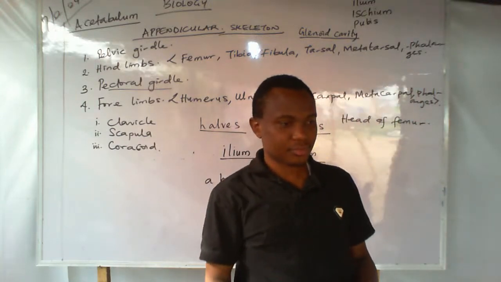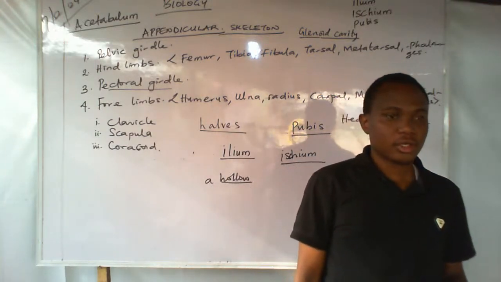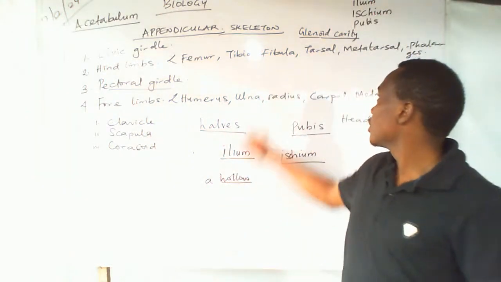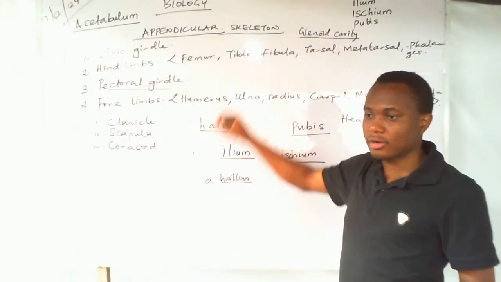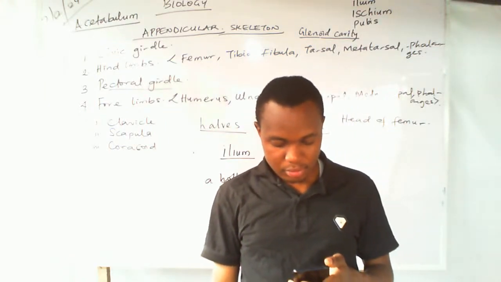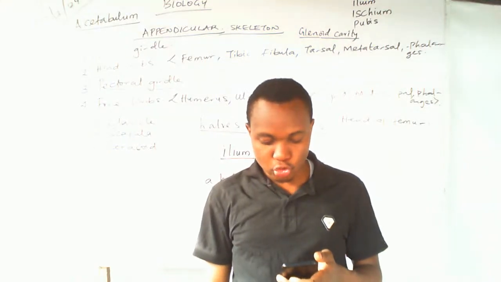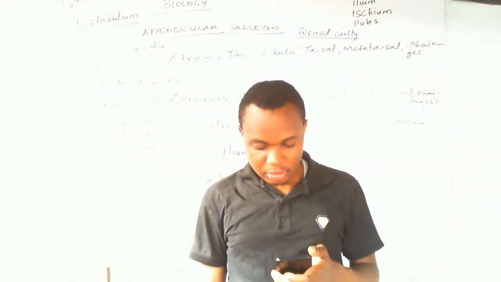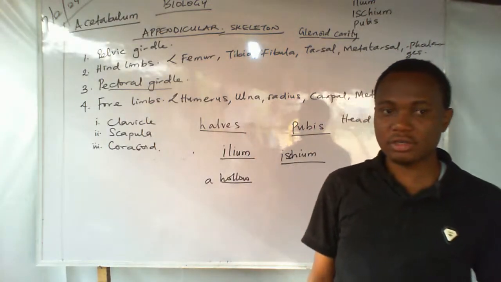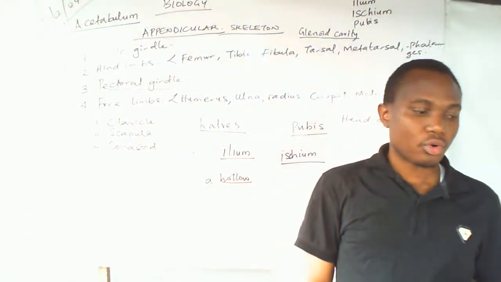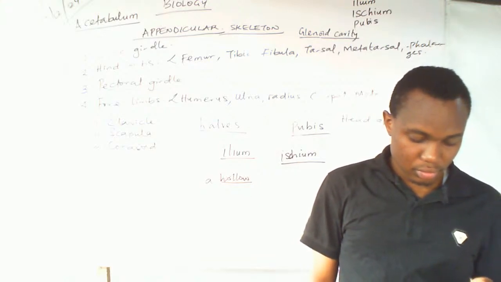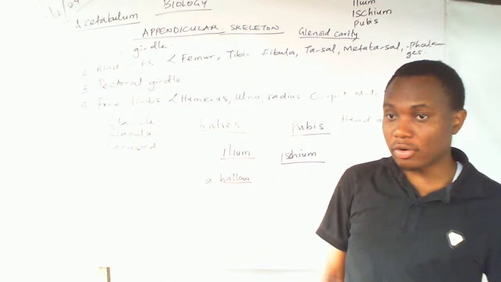Are you with me? Called the what? The glenoid what? Cavity. This is the spelling of the glenoid. It is called the glenoid cavity. Full stop. The cavity articulates with, or joins, the head of the humerus.